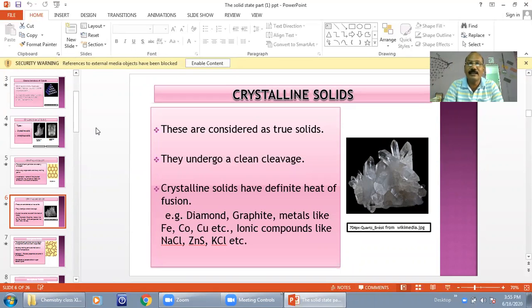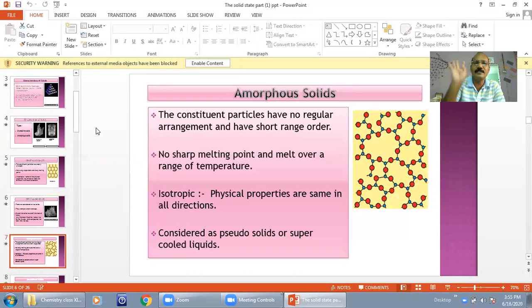They undergo clean cleavage. When you cut it, it can form a perfect crystal, hence they are also called true solids. Crystalline solids have definite heat of fusion. Definite heat of fusion means when you melt it, a sharp melting point is obtained. Diamond, graphite, metals like iron, cobalt, nickel, gold, then compounds like NaCl, ZnS, KCl, etcetera, all these are crystalline solids.